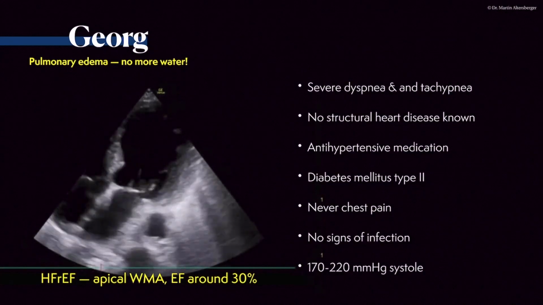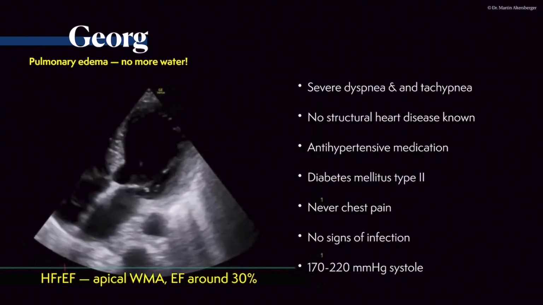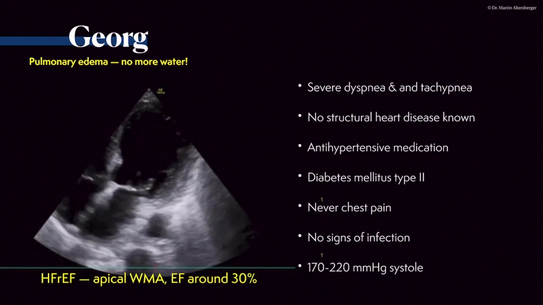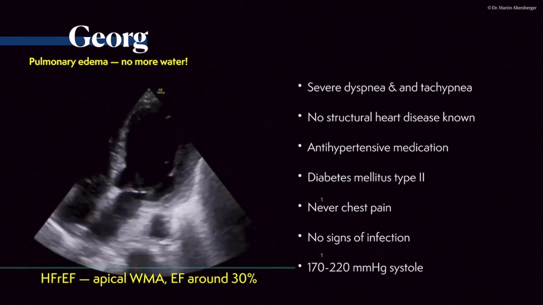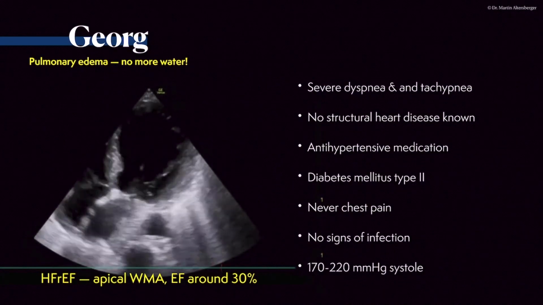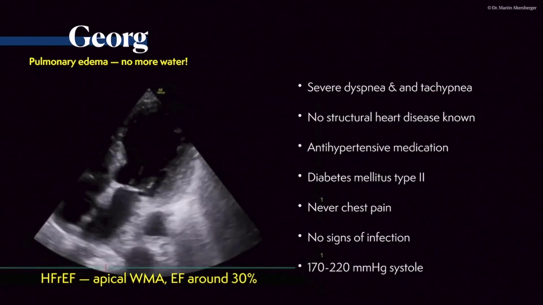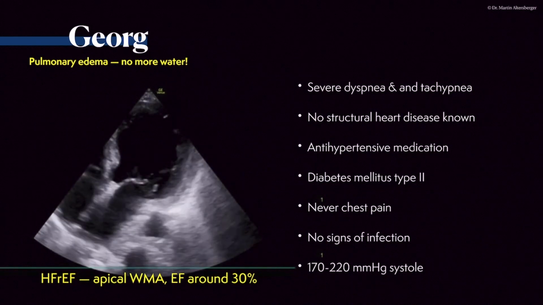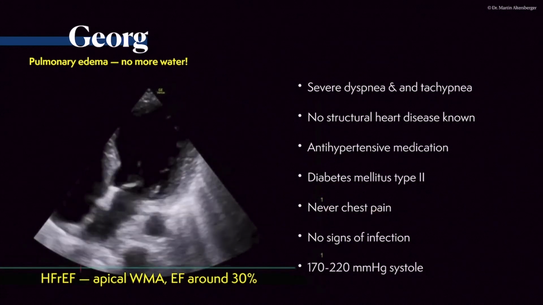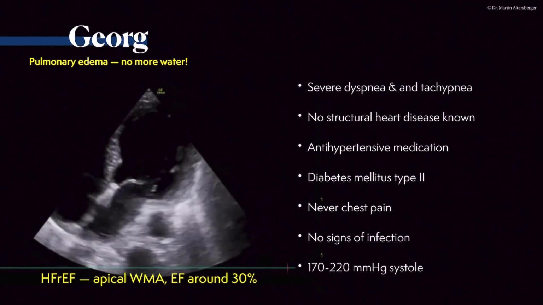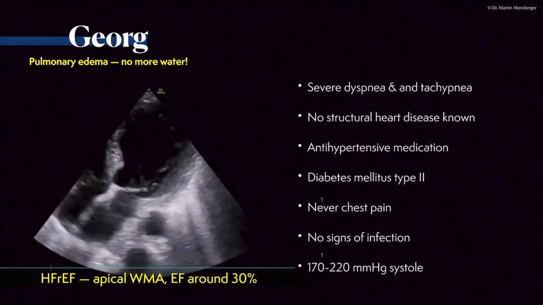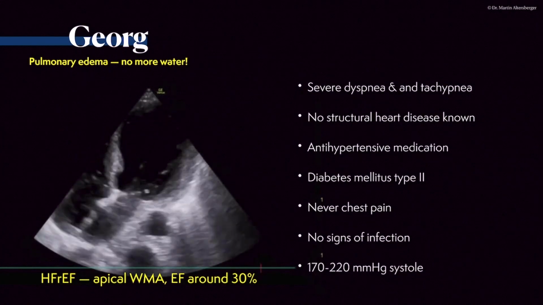And George, in combination with those two, we did see the problem with the left ventricle, and we did see a lot of B-lines. We also talked to the patient, of course, and he had no signs of infection. He said, I just felt severe dyspnea and tachypnea. I never had a diagnosis of heart disease before. I have hypertension. He also has diabetes. He didn't say that he ever complained of severe chest pain, but most importantly, his blood pressure was very high on invasive measurement. So no more water for George, this is pulmonary edema.